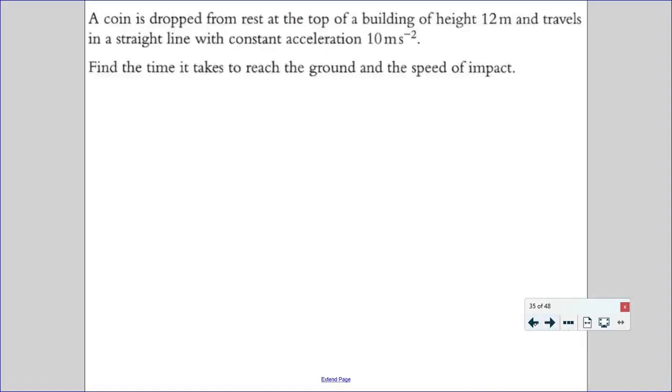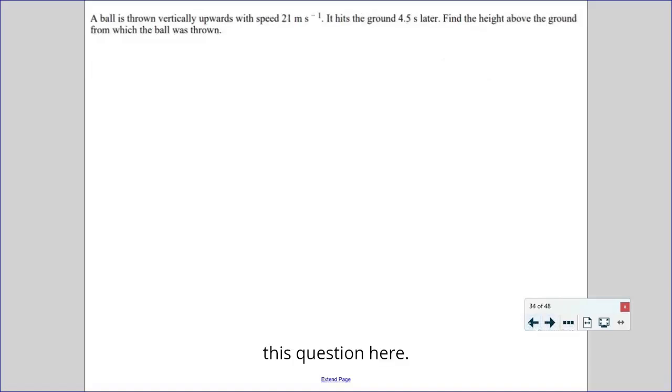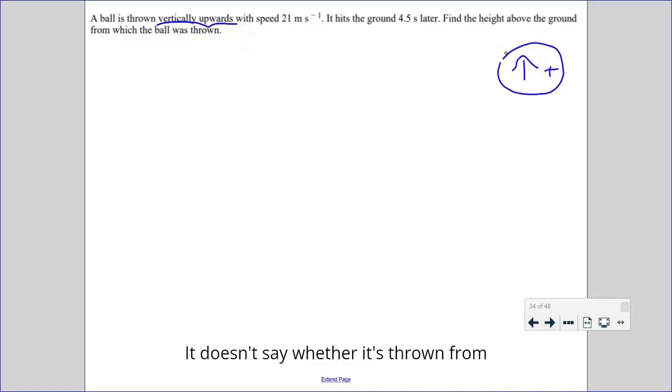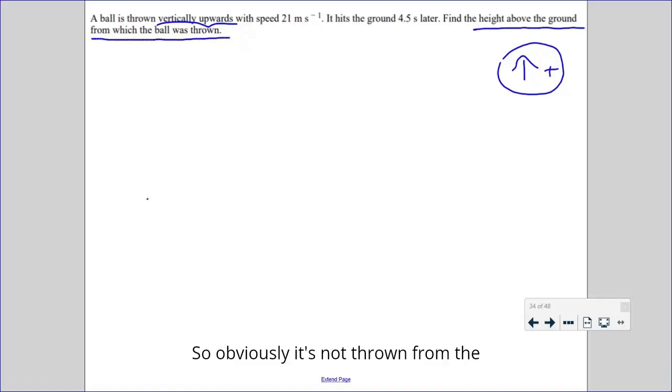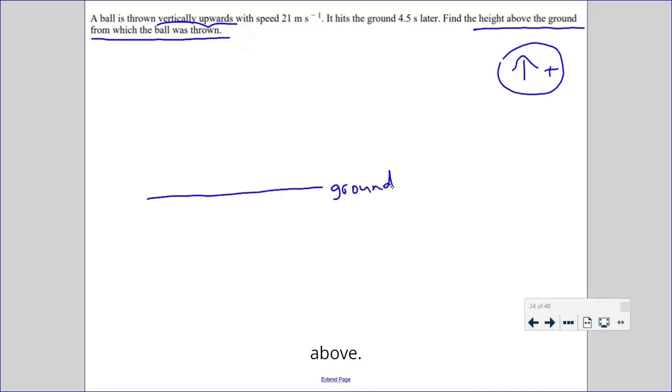Let's try this question here. A ball is thrown vertically upwards, which means upwards is positive. Then we will draw a diagram. It doesn't say whether it's thrown from the ground or above the ground, but it says here, find the height above the ground from which the ball was thrown. So obviously it's not thrown from the ground, it's thrown from somewhere above.